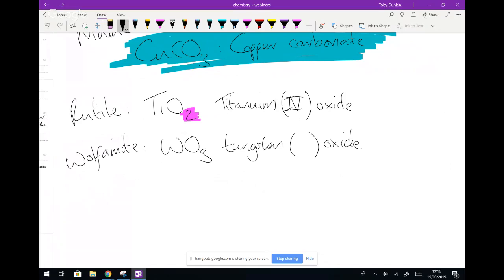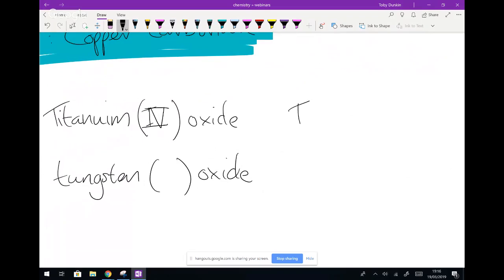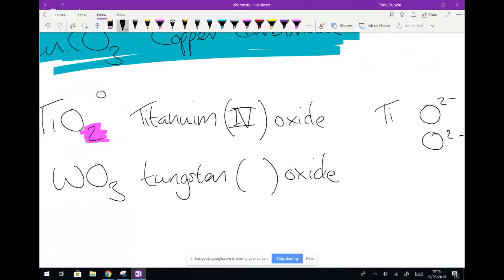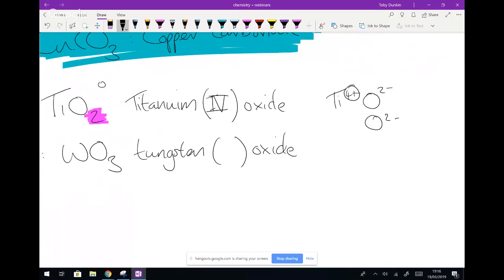So titanium(IV) oxide. Let's explain why. Because I've got Ti bonded to 2 oxygens. Those oxygens are O2 minus. We always know what oxygen is. Now, for titanium dioxide to have a 0 charge, titanium must be cancelling out the total, so it must be in a +4. Lucas, 4 and 6. Well done, Lucas. 6 is correct.